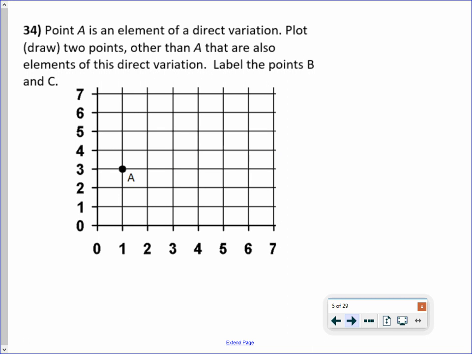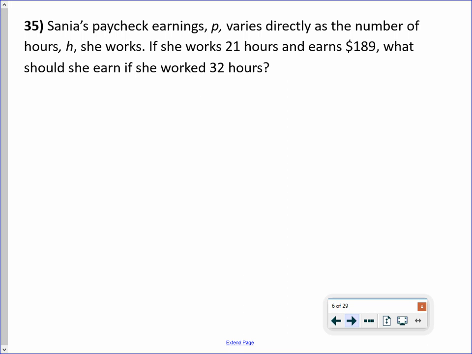Here on this one, once again, it is direct variation, so it goes through the origin, but now the rate of change is up 3 over 1, so we would go up 3 and over 1, and there's our other points. So there's B and there's C. These have to form a straight line. If they don't form a straight line, you did it wrong.